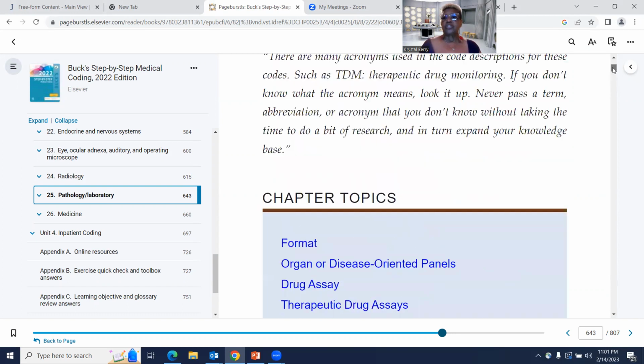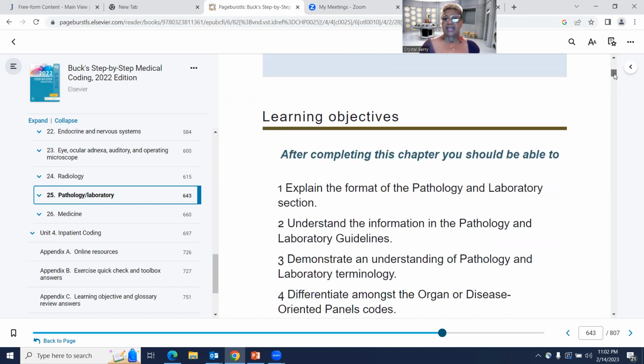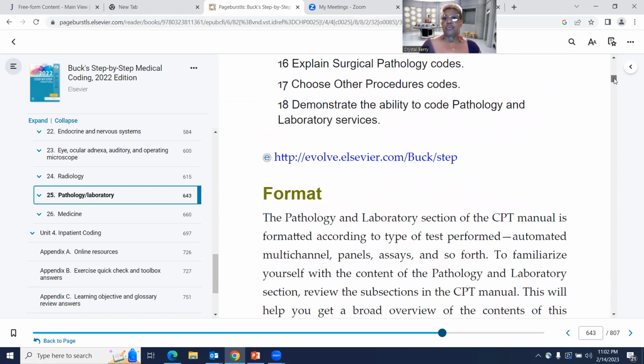What we're going to cover today for our 5-minute video that's going to be in your daily assignment is explaining the format of the Pathology and Laboratory section and understanding the information in the Pathology and Laboratory guidelines. So right here it states, this is in your Step-by-Step Medical Coding, Pathology and Laboratory, page 643.